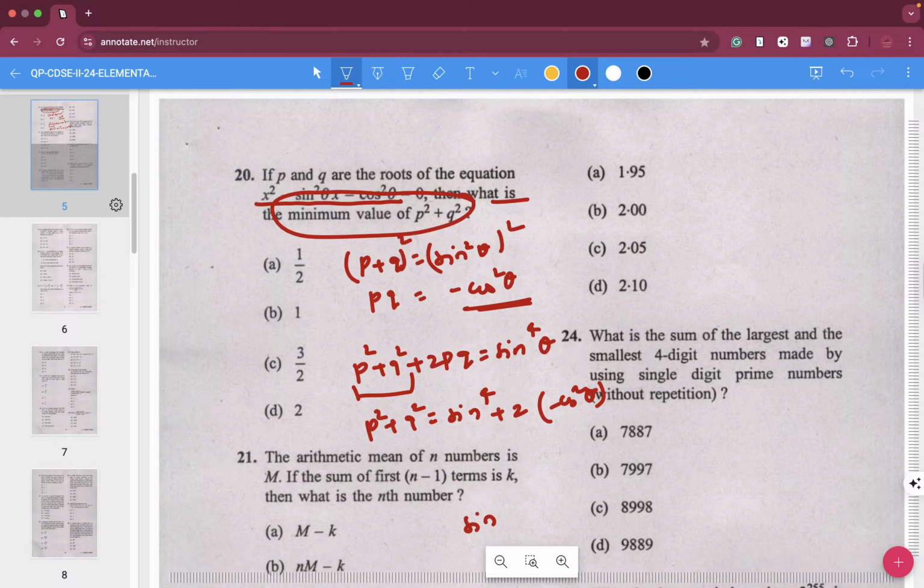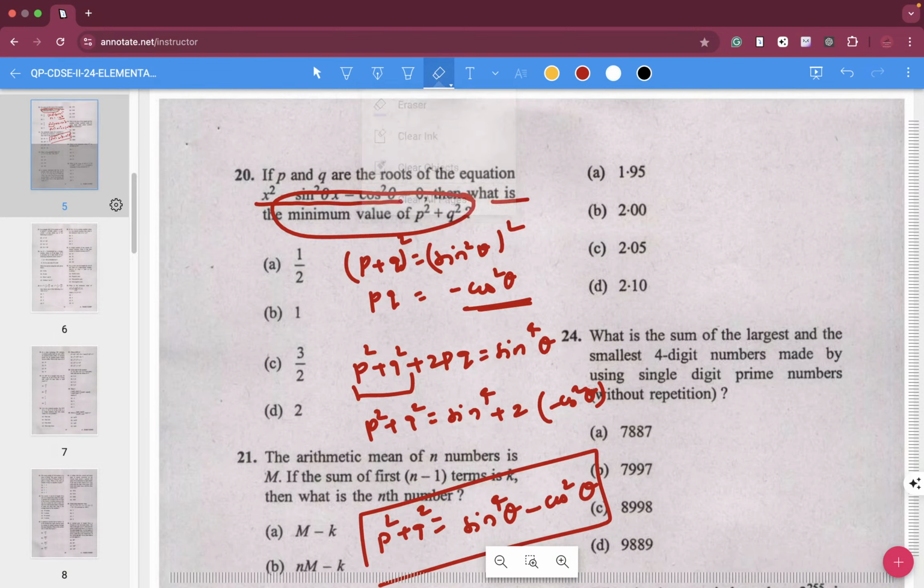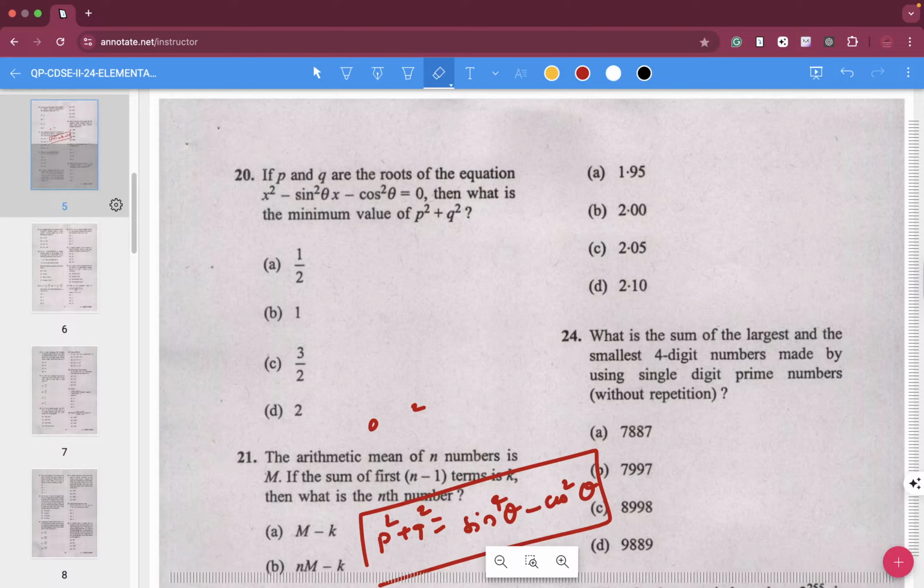So which means sin raised to the power 4 theta minus cos square theta. This is the value of P square plus Q square, and now you have to minimize this particular value, folks. If you want to minimize this particular value, let's check how can we minimize it. You want to have the minimum value of this.